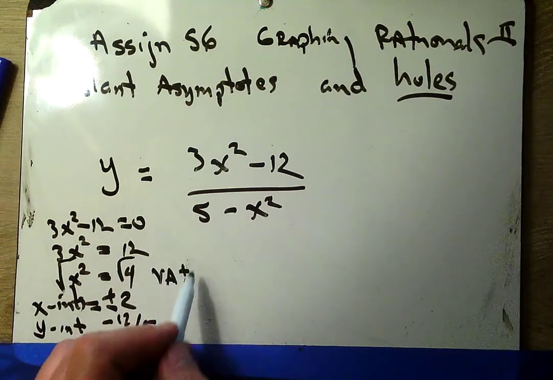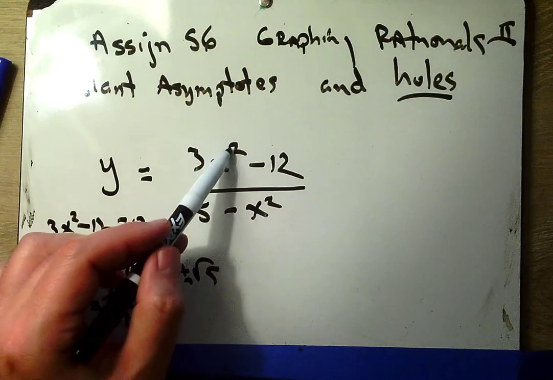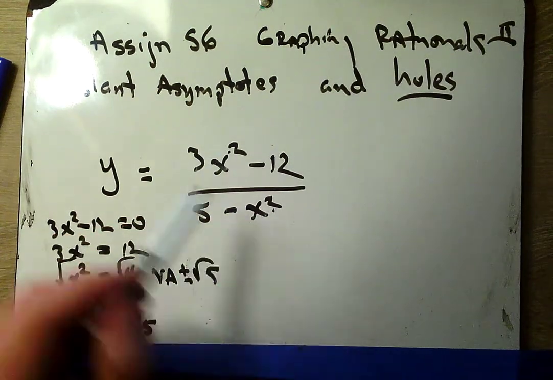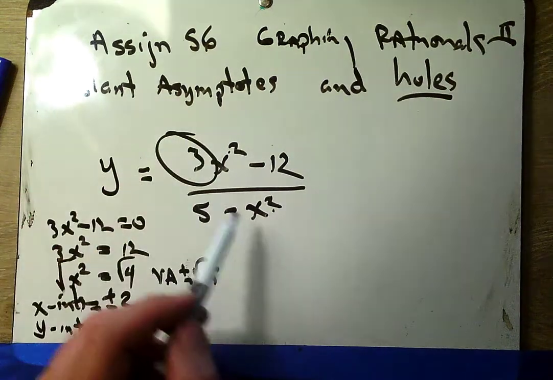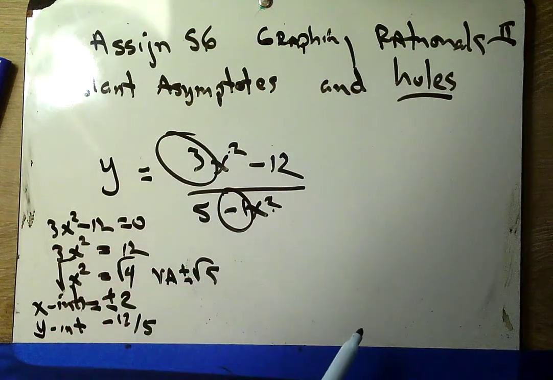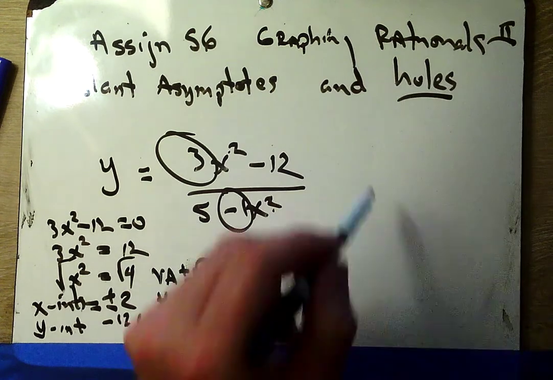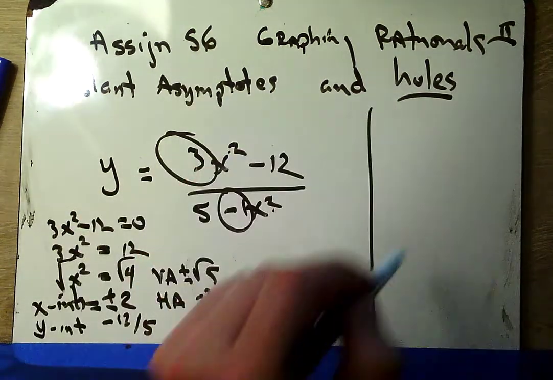Well, because the degree here is 2 and the degree here is 2, we're just looking at the ratio of leading coefficients. I have a 3 on top, I have a negative 1 on the bottom. So my horizontal asymptote is negative 3. So let's graph what we know.